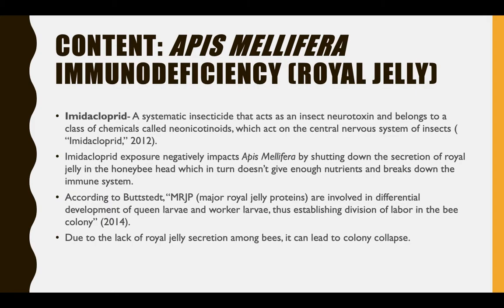According to Buttstead, MRJP, which stands for major royal jelly proteins, are involved in differential development of queen larvae and worker larvae, thus establishing division of labor in the bee colony. Due to the lack of royal jelly secretion among bees, it can lead to colony collapse.